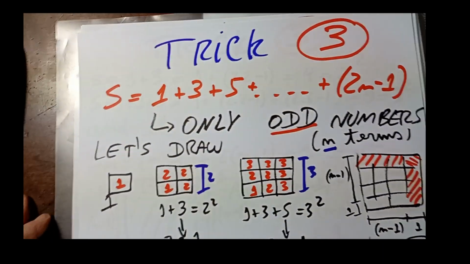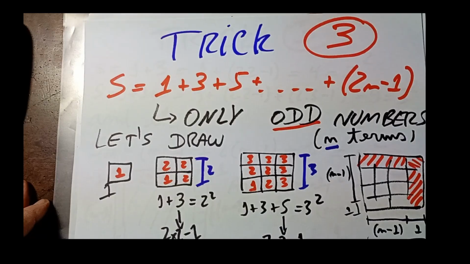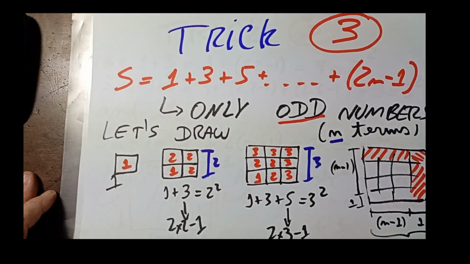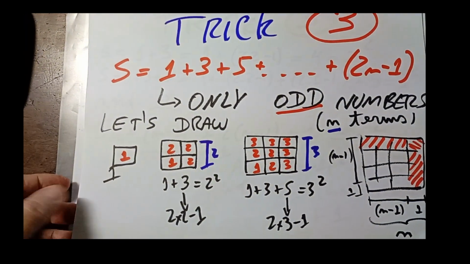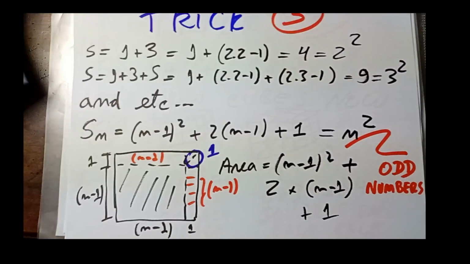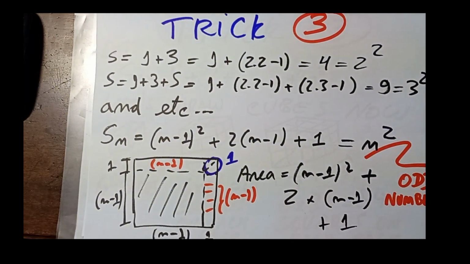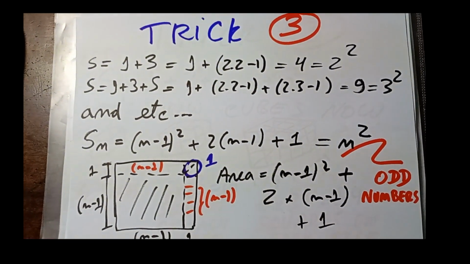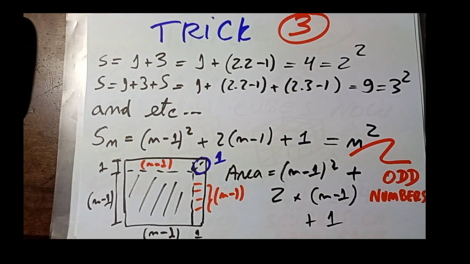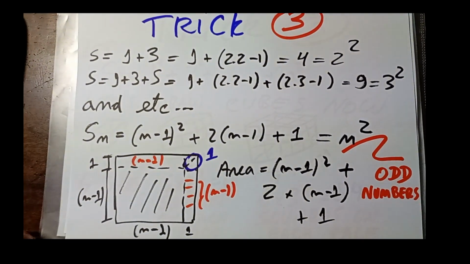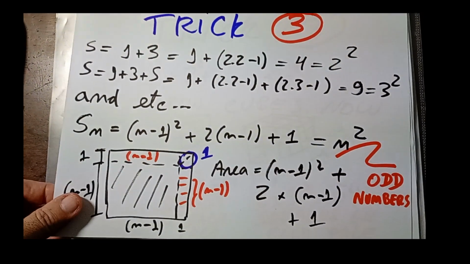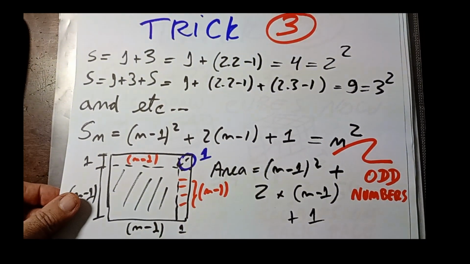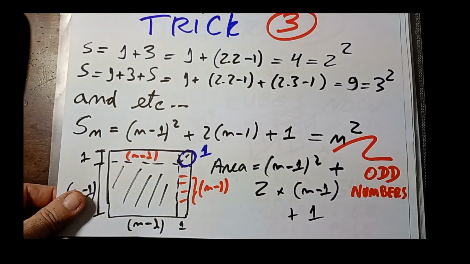Now we want to add only odd numbers. And as we draw squares with one unit added each time to the side of the square, we get the conclusion that 1 plus 3 is equal to 2 raised to 2. 1 plus 3 plus 5 is equal to 3 raised to 2. If we have any n, we can reach that the sum is equal to n raised to 2.